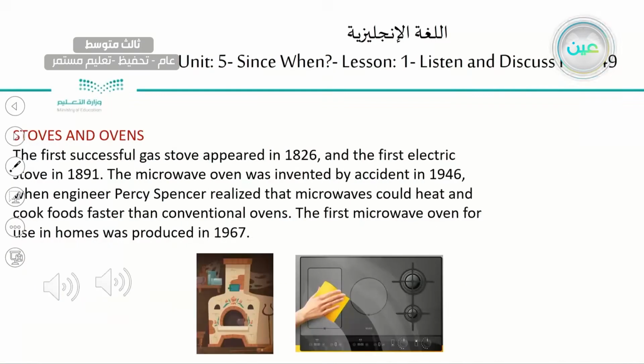Okay? And here we have a paragraph about stoves and ovens. Let's listen to this paragraph. Stoves and ovens. The first successful gas stove appeared in 1826, and the first electric stove in 1891. The microwave oven was invented by accident in 1946, when engineer Percy Spencer realized that microwaves could heat and cook foods faster than conventional ovens. The first microwave oven for use in homes was produced in 1967.